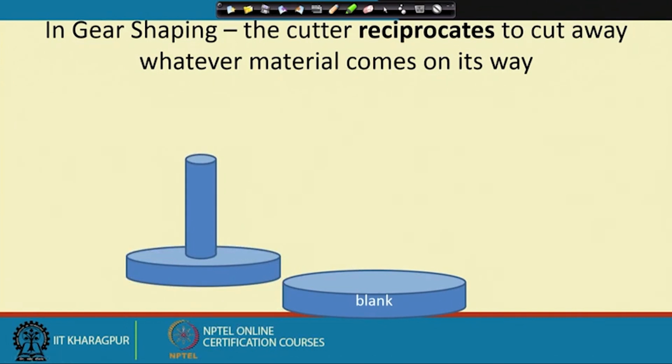Gear shaping is very accurate, but it is slower than gear hobbing. If you want a gear to be very accurate and if you want it to come out very fast, then you should go for gear hobbing. Gear shaping is slower, but it does not have that problem of number of starts, etc. It is very accurate.